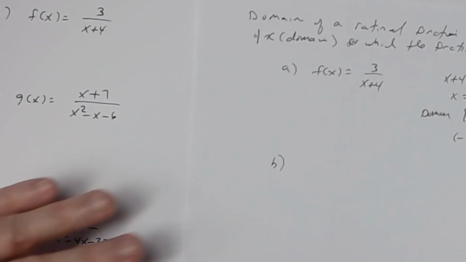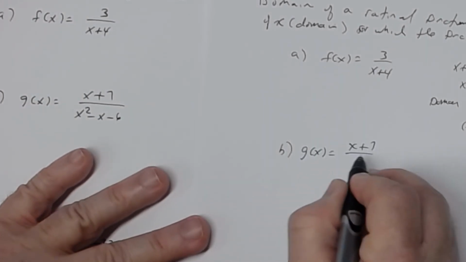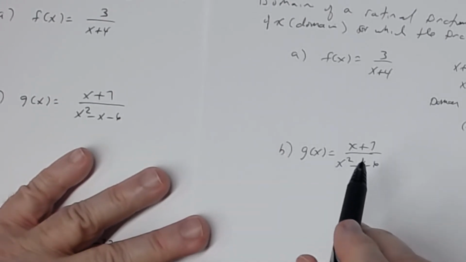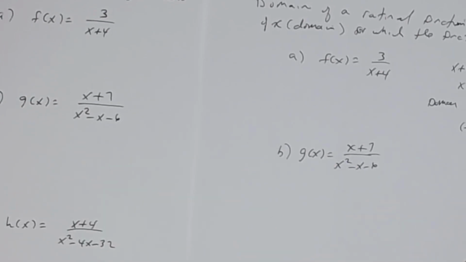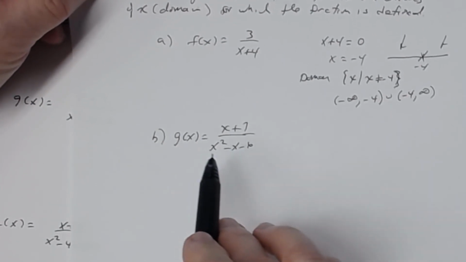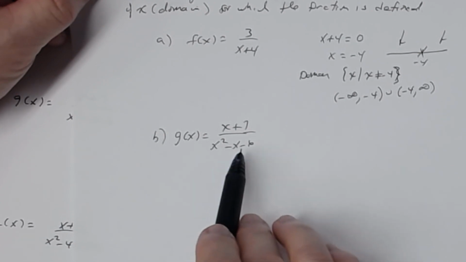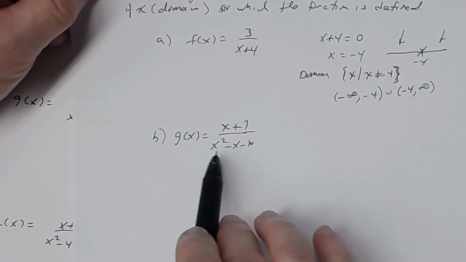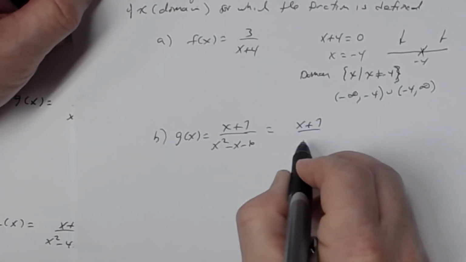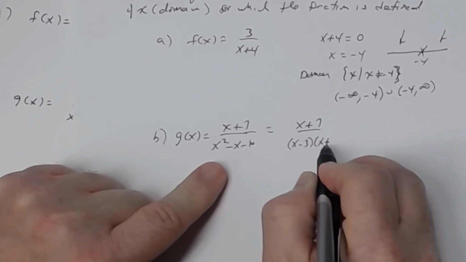All right, part B, we have g of x is equal to x plus 7 divided by x squared minus x minus 6. Now, again, to find the domain, all you do is look to see where the denominator is 0. Okay? Now, for us, the denominator will be factorable. See how this is quadratic? You can go ahead and factor this. So let's go ahead and rewrite it. When I rewrite this and factor the denominator, I'm going to get x minus 3 times x plus 2.